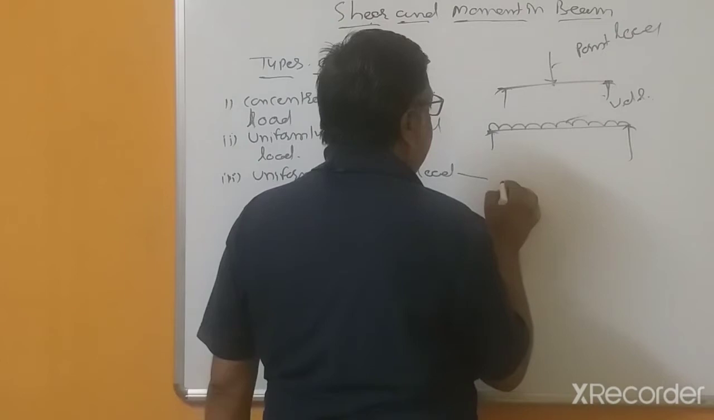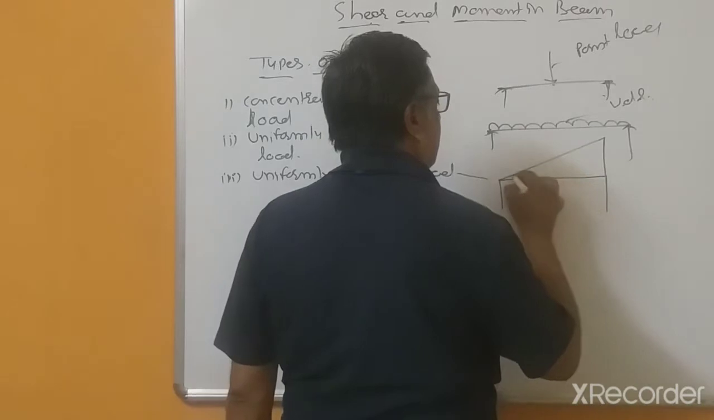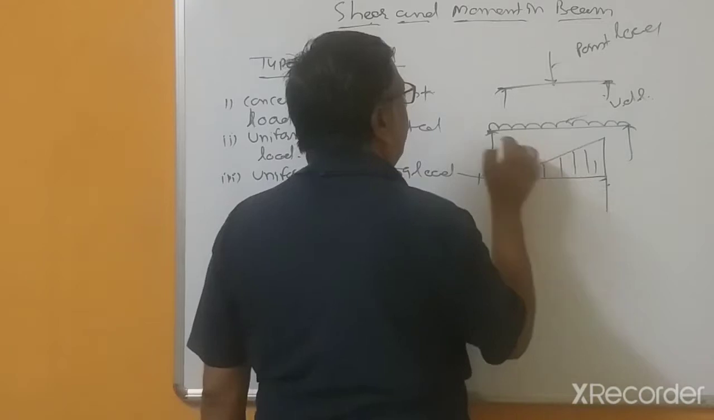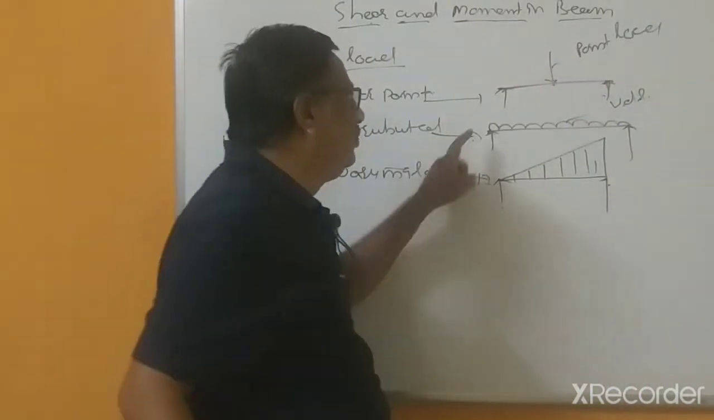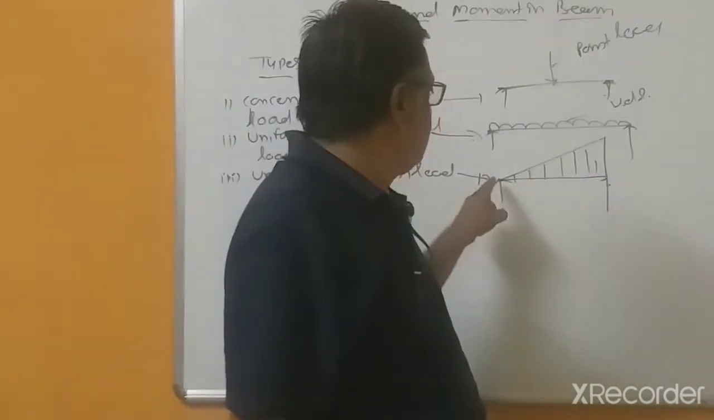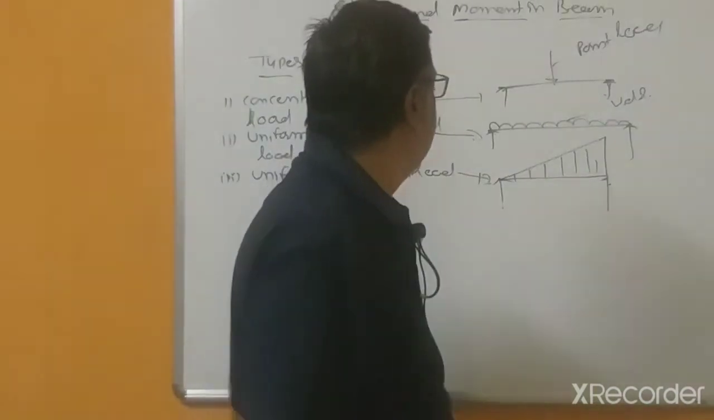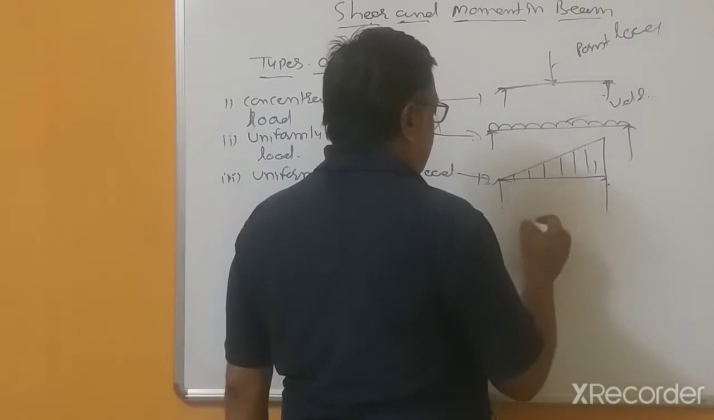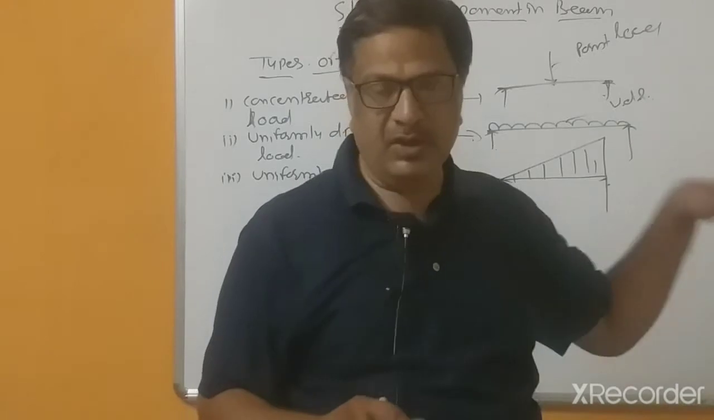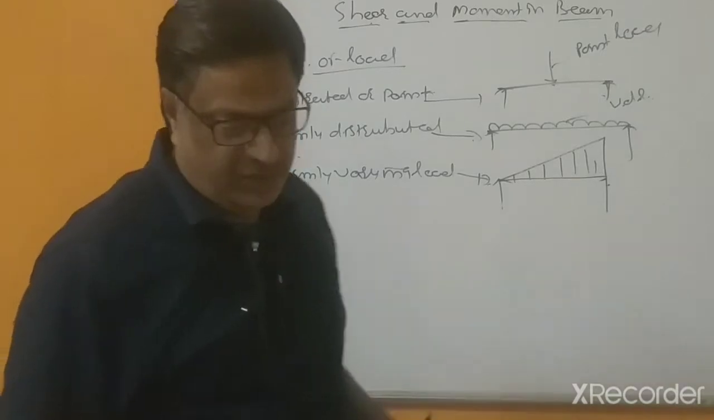And uniformly varying means such type. This is called uniformly varying. This is UDL and this is point load or concentrated load. Try to understand. So this is load increasing, or these lines you can call a rising line, and if downwards, that is the lowering line. So these are the three types of loads.